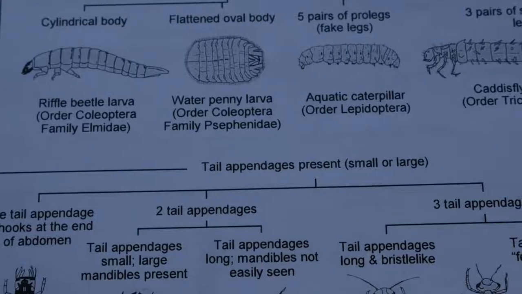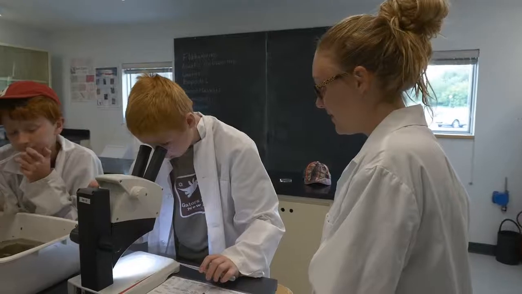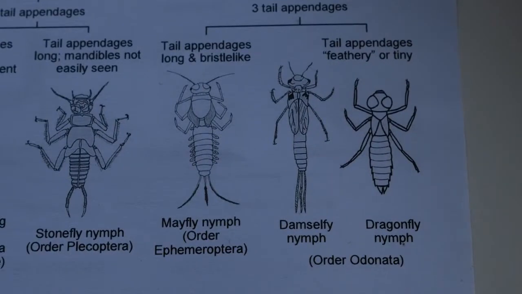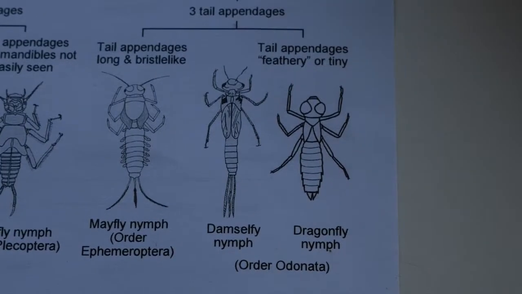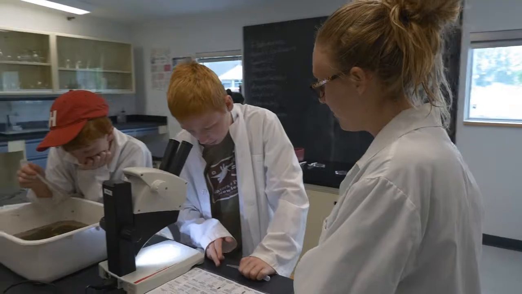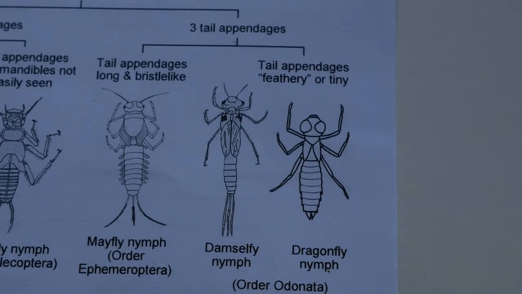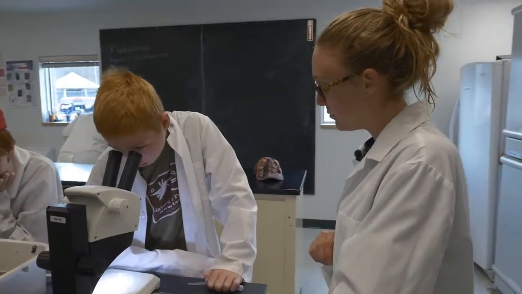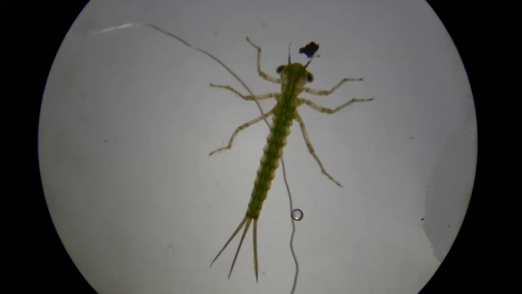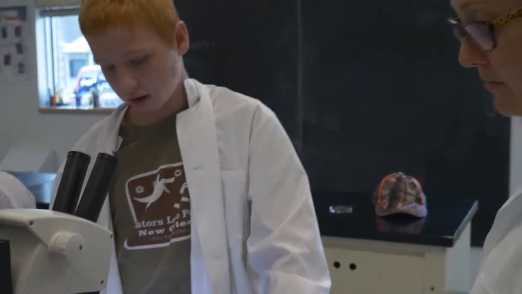How many tail appendages does it have? One, two, or three? Three. He's got three, perfect. So then we're going to go to here. Does he have long bristle-like ones, or does he have short, tiny ones? It's short in the middle, but on the end is long. They're long and bristly, eh? So you're between a mayfly and a damselfly. Which one do you think that is? A damselfly. A damselfly, and you're right. That is a damselfly. So that's how you use your key.